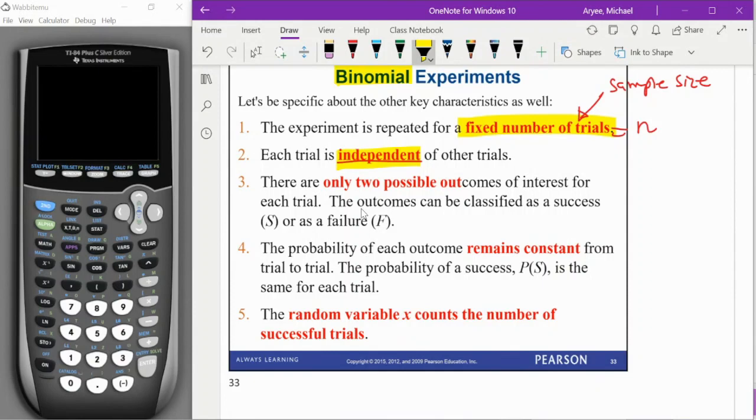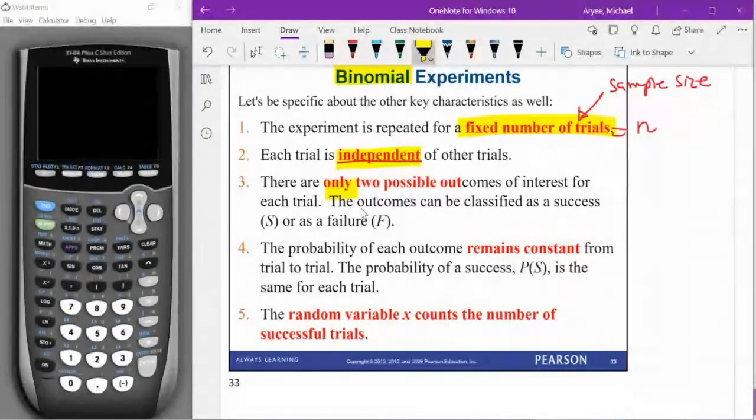So in this particular case, when it says each trial is independent, let's say you toss a coin 10 times. The result that you get in the first one should not influence the result you're going to get in the second, and so on and so forth. So each trial must be independent of the other.